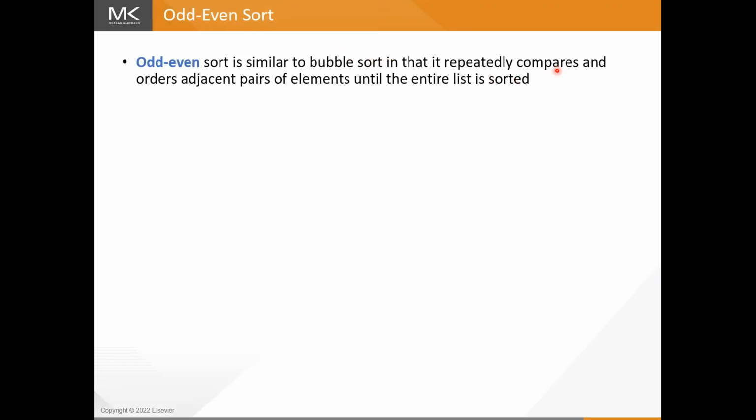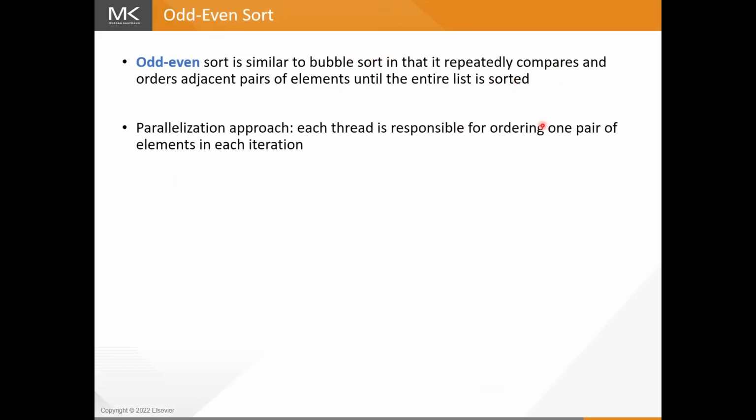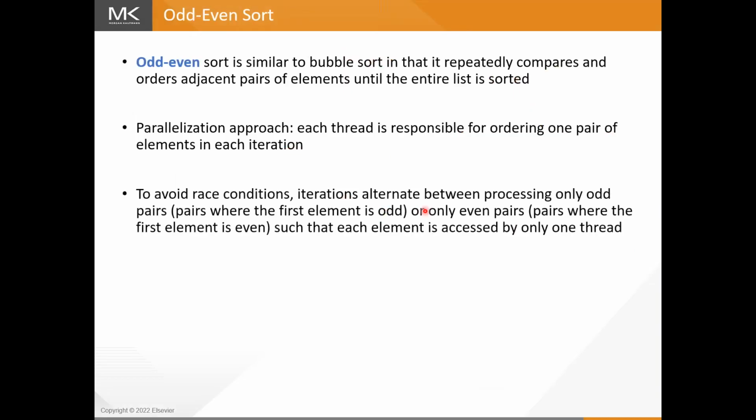And the parallelization approach is that every thread is going to be responsible for sorting one pair of elements in each iteration. But to avoid race conditions, we are going to alternate between odd pairs and even pairs so that at no point in time are the same elements in the list accessed by different threads to be swapped. So this would look like this.